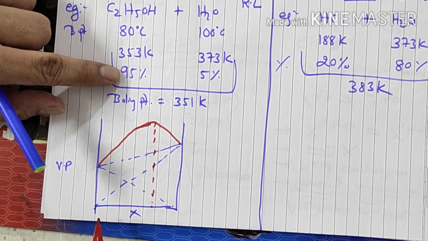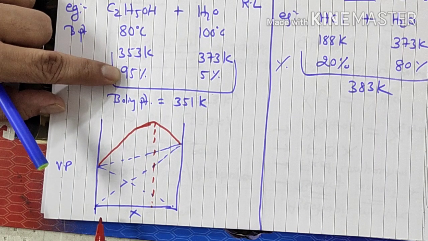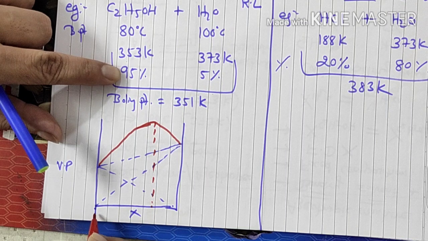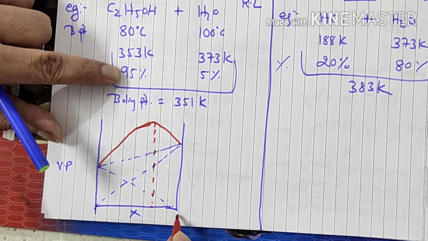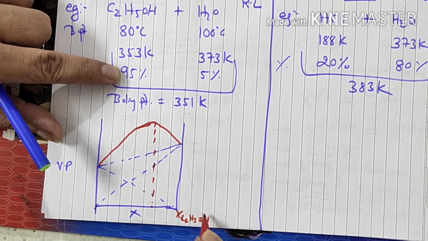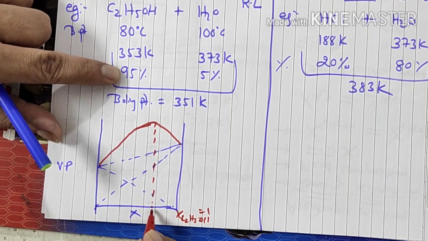See, 95% is what? 95% is alcohol. Suppose you say 100% alcohol is here, right? Mole fraction of alcohol, C2H5OH is 1 here. Matlab it is 100%. Here it is 0%, right? So here 95% of alcohol is there. How many percent? 95% of alcohol, right? And only 5% of water.